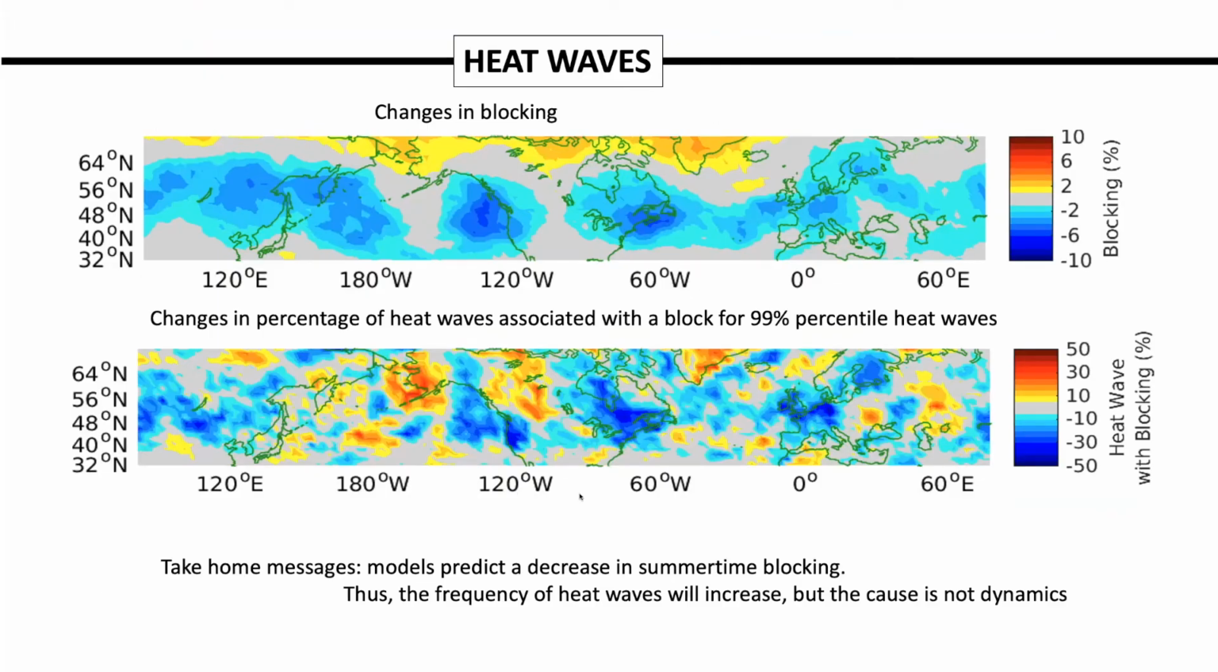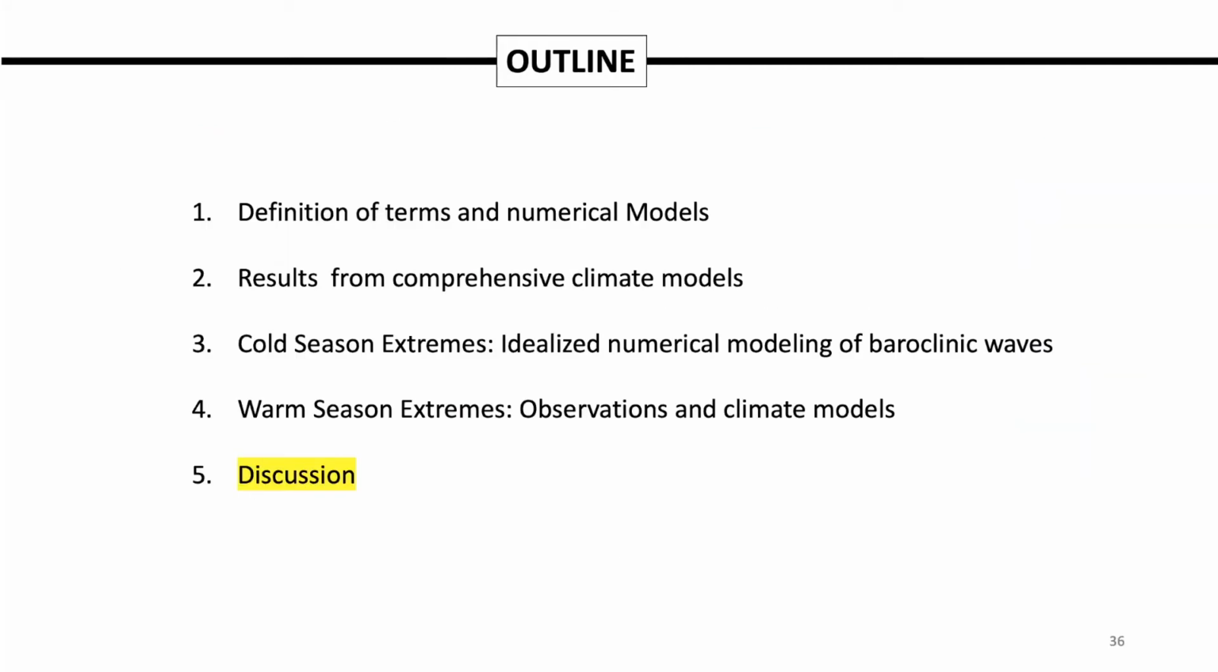However, this plot is the same we were just looking at. This is the change in blocking, showing a decrease everywhere. But if we look at the change in the percentage of heat waves associated with blocks, we also see this decrease, and it's basically showing the block decrease. But the point is that heat waves in the future are going to be generated partially by a different dynamical mechanism than they are in the current climate. All right. So those are the takeaways, and then a little quick discussion.